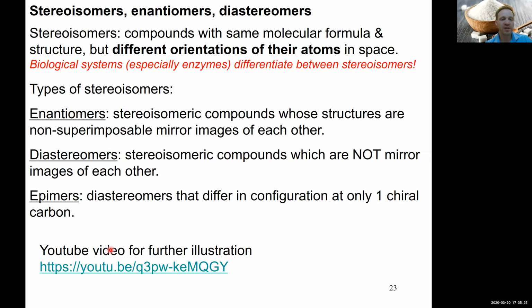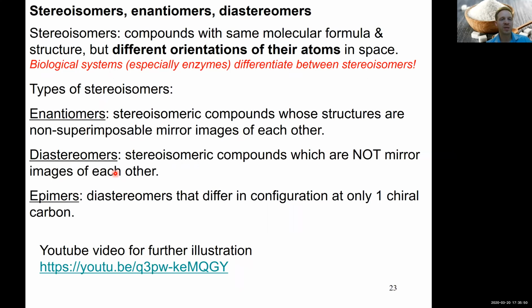I attached here a little video that illustrates a bit better in 3 dimensions how you can actually understand whether a stereoisomer is a mirror image of each other or not. We compare the enantiomers to diastereomers. So these, again, are stereoisomeric compounds, but they're not mirror images of each other.